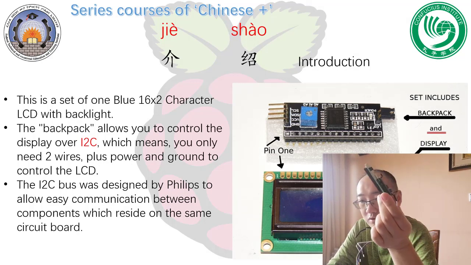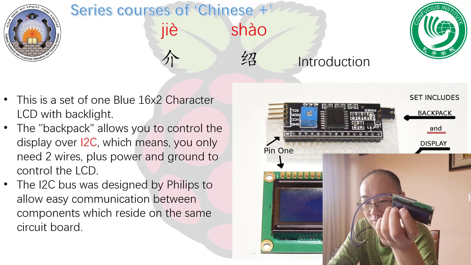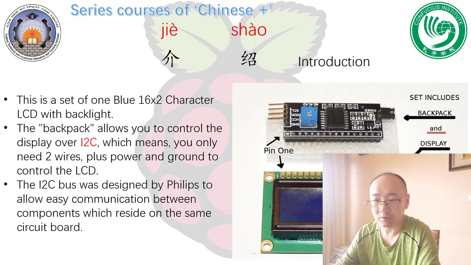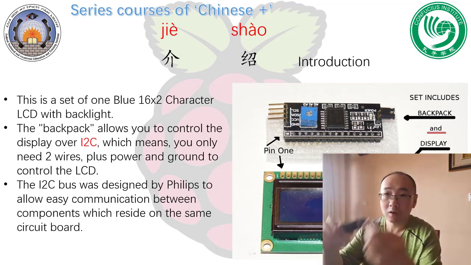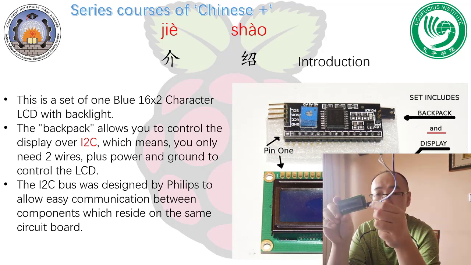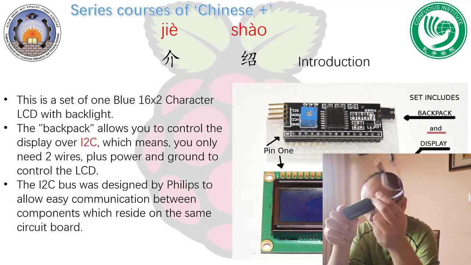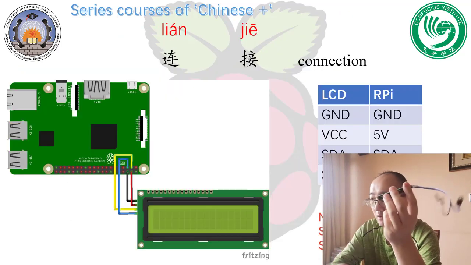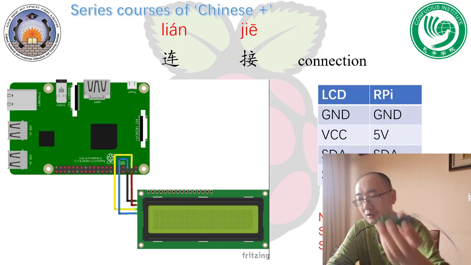This LCD uses the backpack I2C protocol. The I2C bus was designed by Philips to allow easy communication between components which reside on the same circuit board. So for this LCD, only 4 wires. Two of them are power and 2 are SDA and SCL. SDA means data line and SCL is clock line.